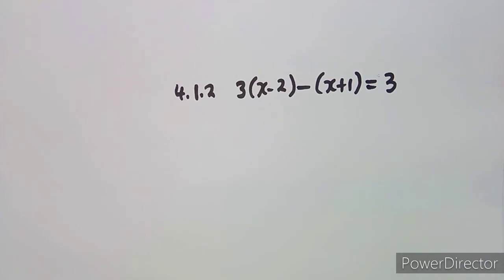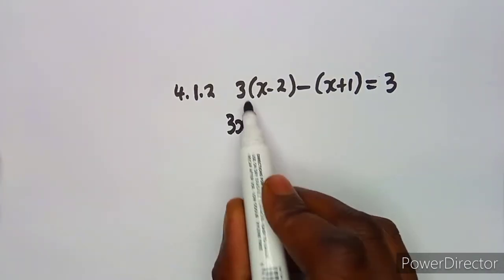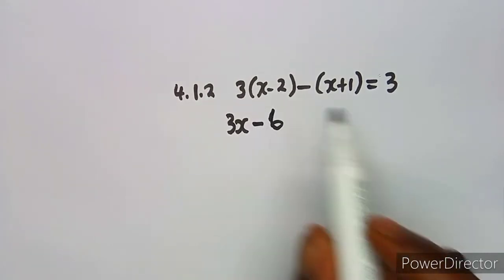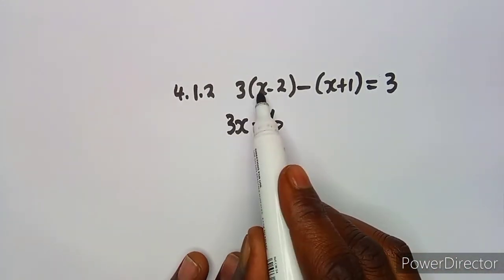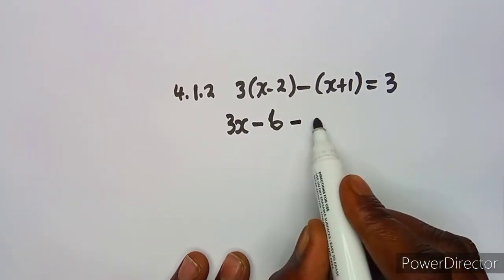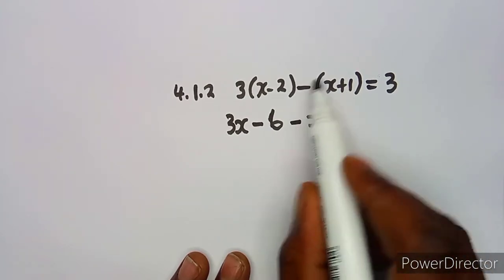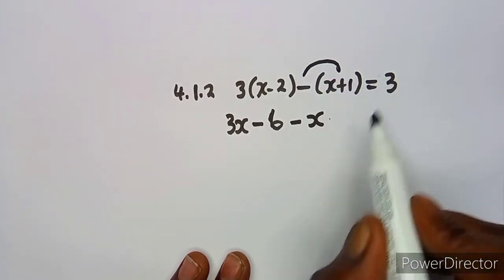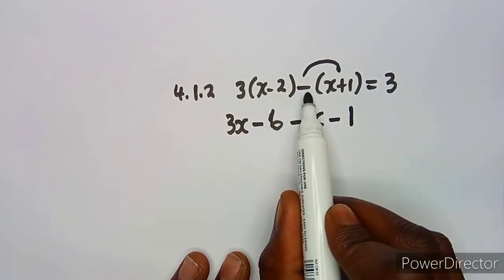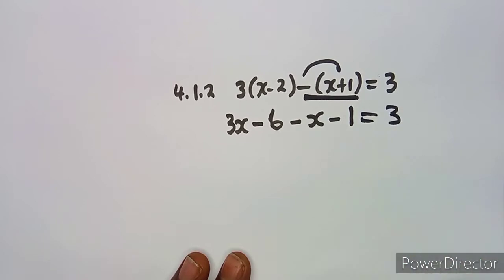We've got to expand brackets: 3 and x, which is 3x, 3 and minus 2, which is minus 6. Minus times x, which is minus x, minus times plus 1, which is going to be minus 1. So the minus is affecting this whole bracket, which is equal to 3.